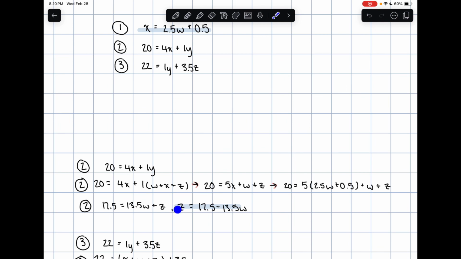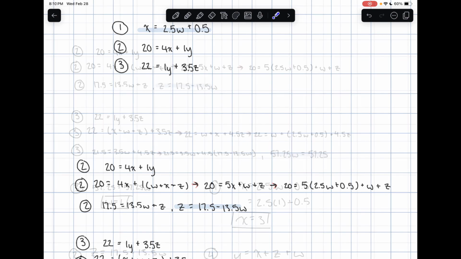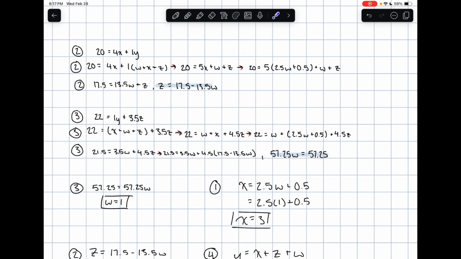So now we have z equals 17.5 minus 13.5w. Now, let's take a look at equation 3. 22 equals 1y plus 3.5z. Well, as we did before, we can start by substituting in for this y from our junction rule, which is 22 equals the quantity x plus w plus z plus 3.5z.